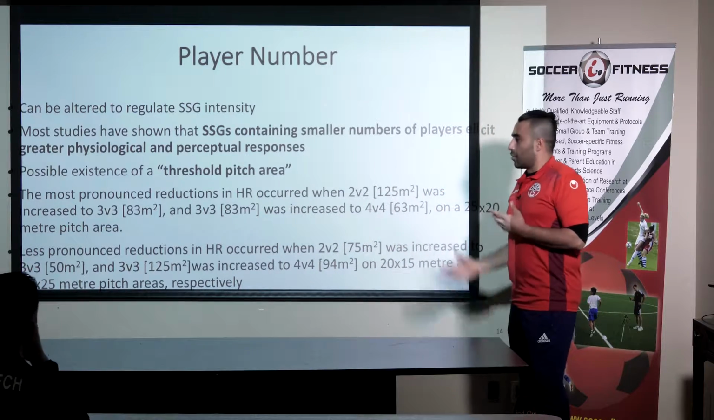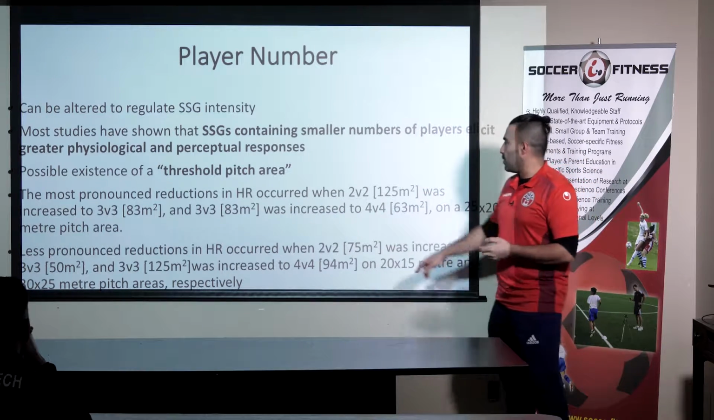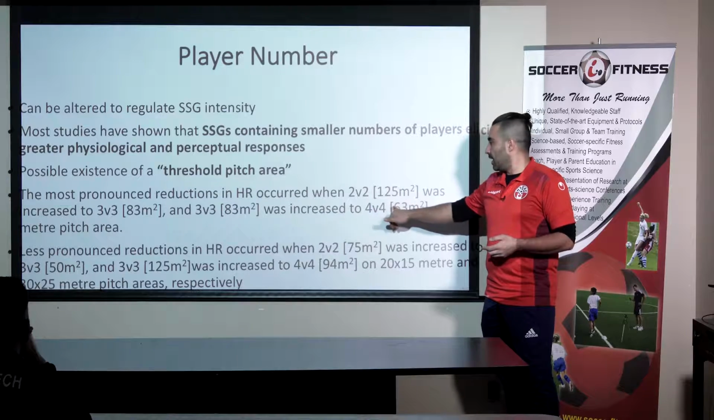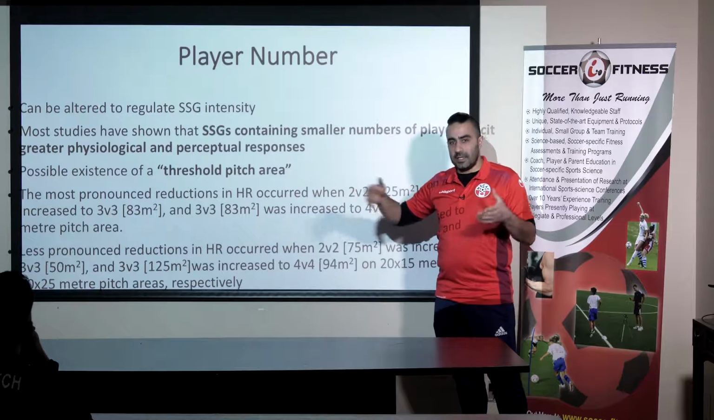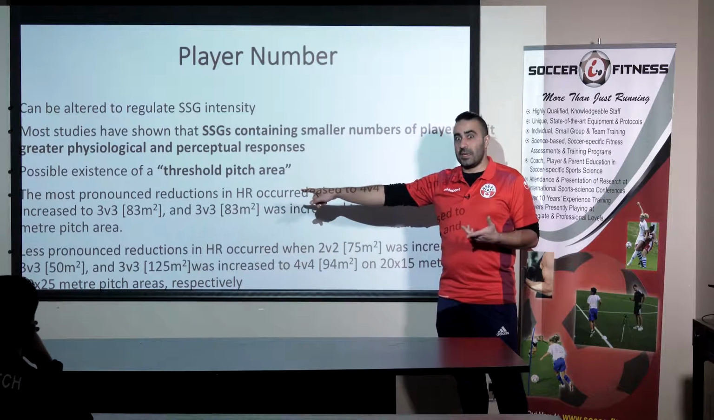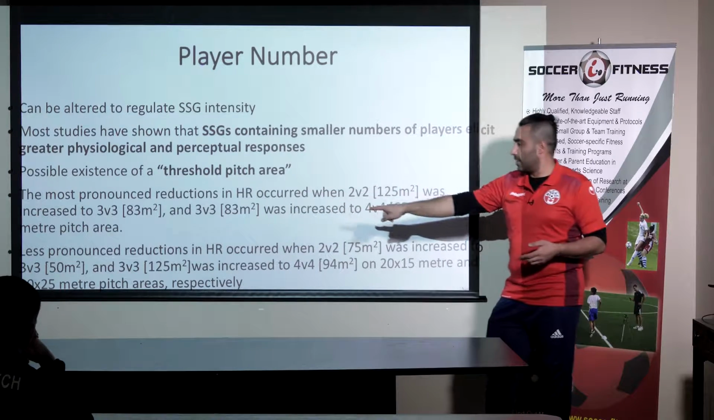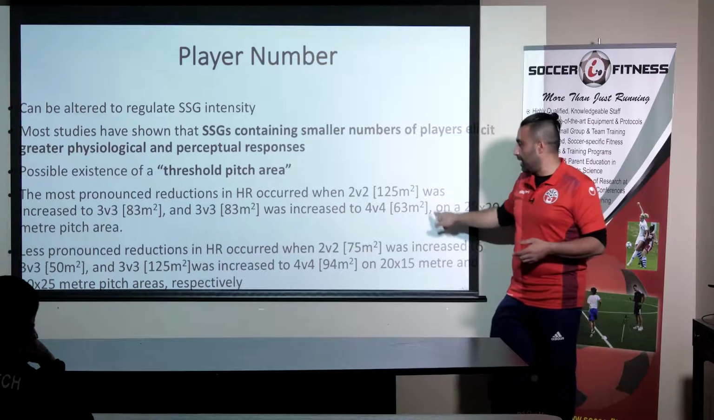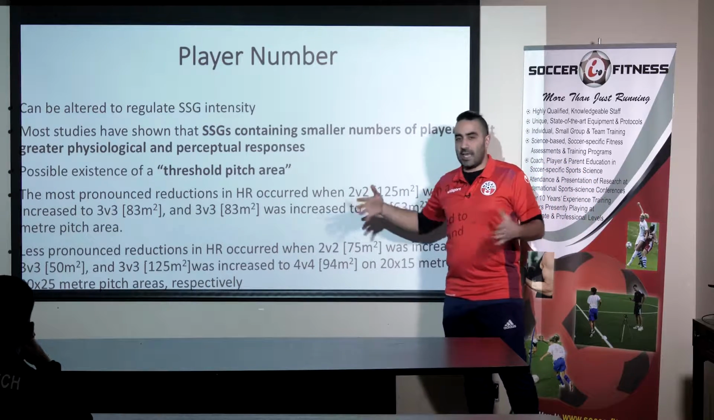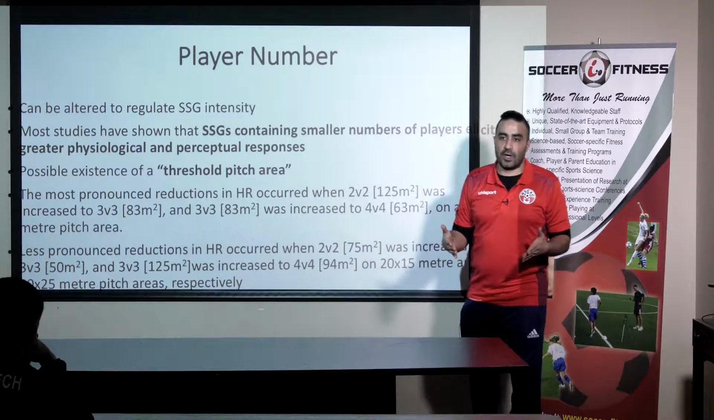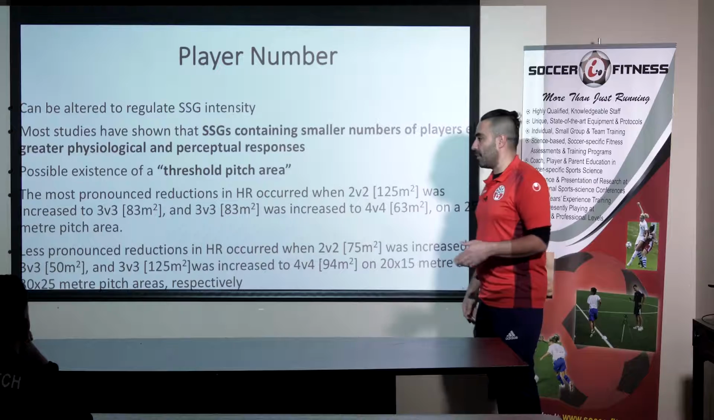So the most pronounced reductions, the most immediate reductions in heart rate, occur when you go from a 2v2 where each player has 125 meters per square area, to a 3v3 in the same area, which results in 83 meters per square area for the players, and going from a 3v3 with 83 meters square to a 4v4. So you see that the pitch area is the same, 25 by 20 meters, but you're increasing the number of players and you're closing down the amount that the players are going to work. So by closing that down, you're shifting the physiological response, but also the intensity of the match.